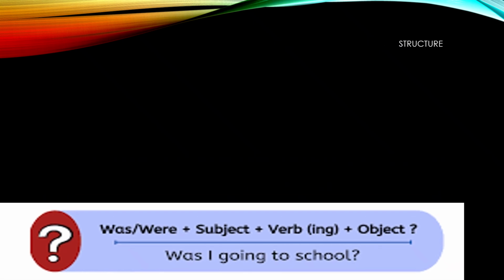Interrogative sentences, the question form of the sentence. In this, we write helping verbs was, were in the beginning and subject afterwards, then the fourth form of verb and object with question mark to write a sentence in question form, the interrogative form. For example, was I going to school?